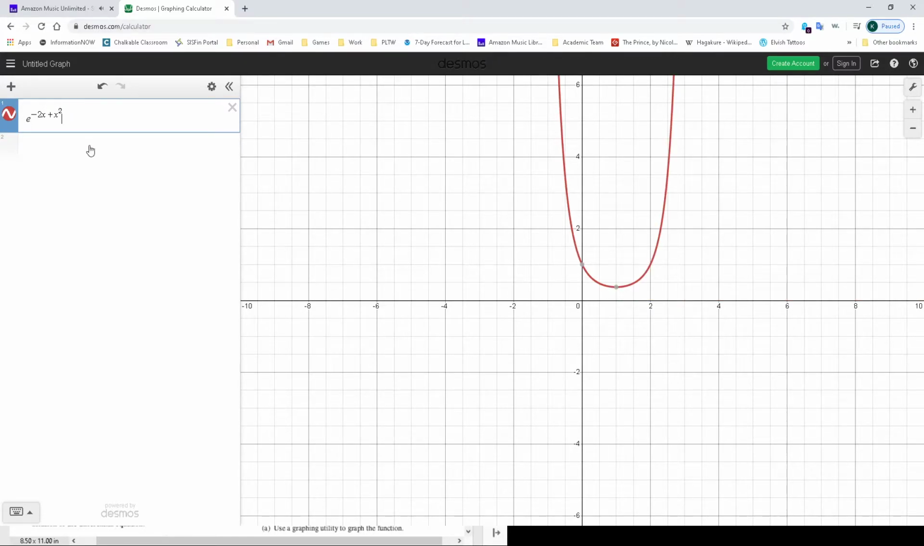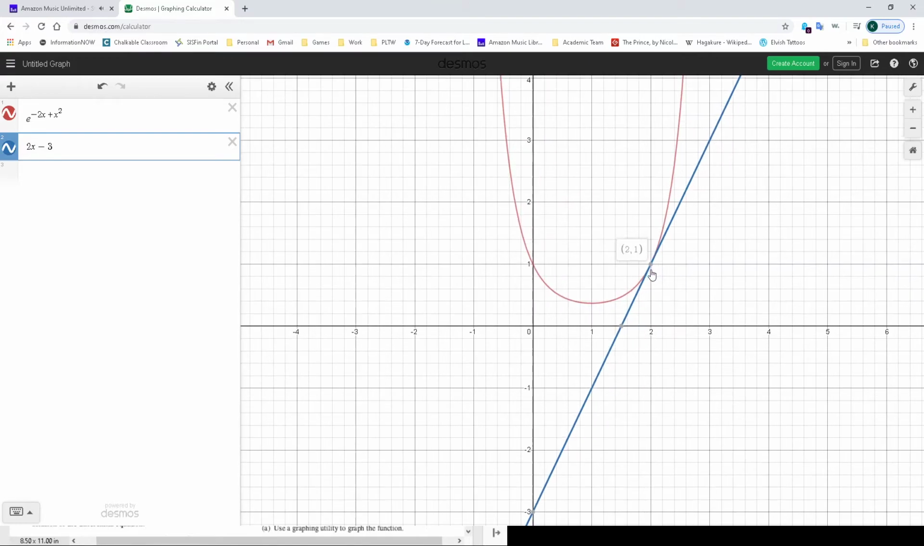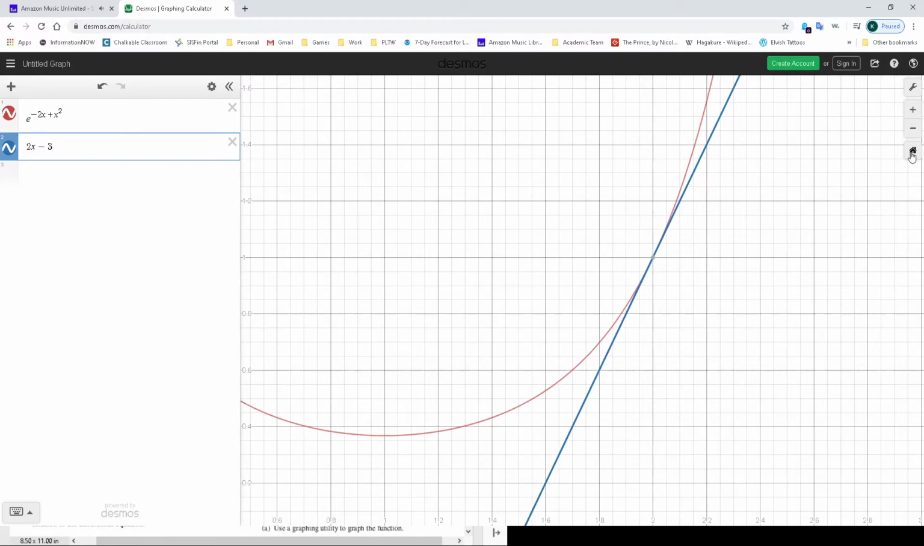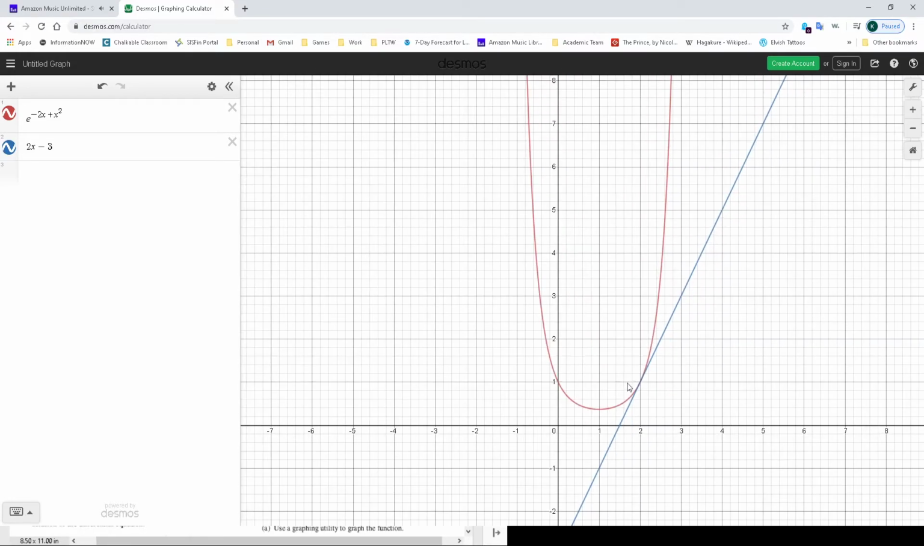That's my first line, and my second line is 2x minus 3. Look at that. This one in red here is my e to the negative 2x plus x squared, and this one is tangent at that point. Remember, tangent just means it represents the slope at that single point, which it does. That's pretty cool. You don't have to check these because my homework never requires that part, but it is good to always check and see what the thing will look like, because I want to make sure I get the right answer and that I didn't make any mistakes.